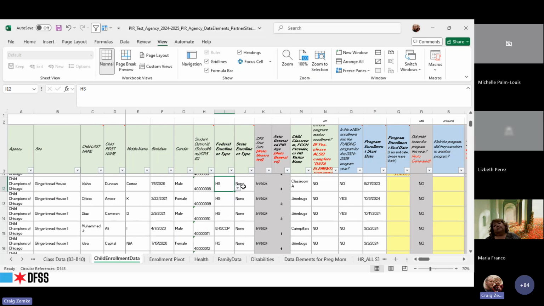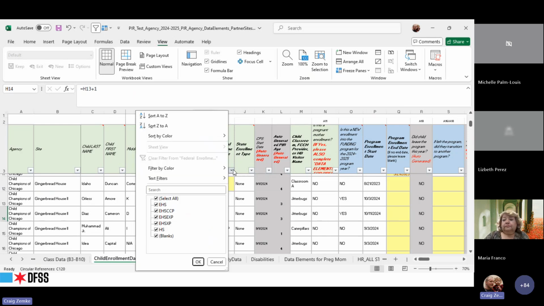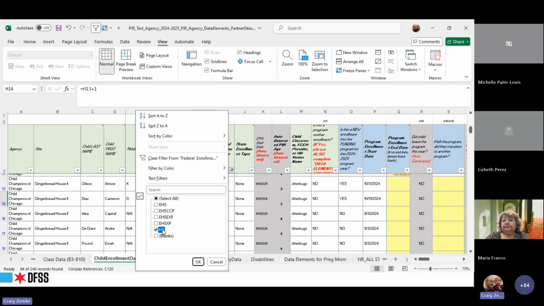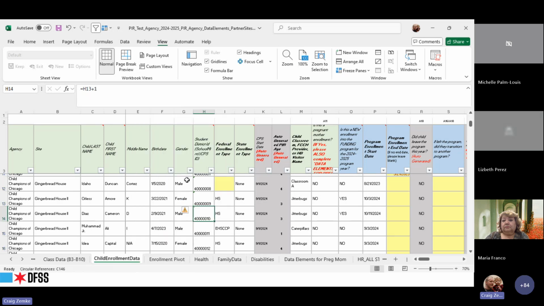In the meantime, you can go in here and just delete this, right? Because we're not doing one report. So anytime we're doing a report, we're filtering it by funding source. So if you remove it, it'll take them off the report. Okay.